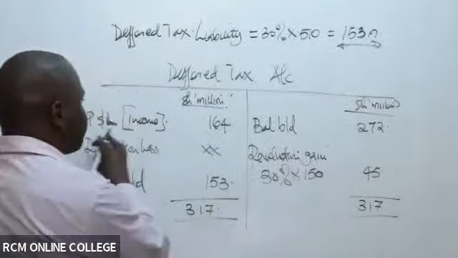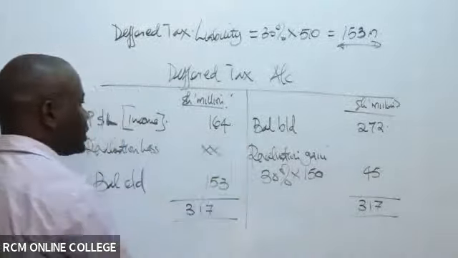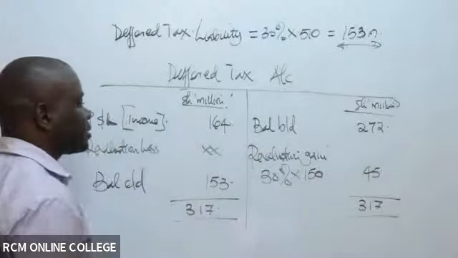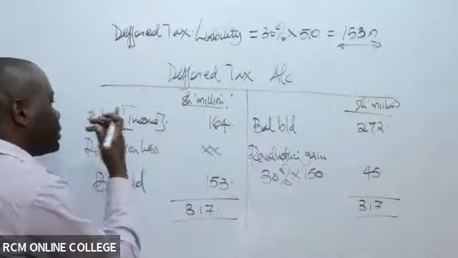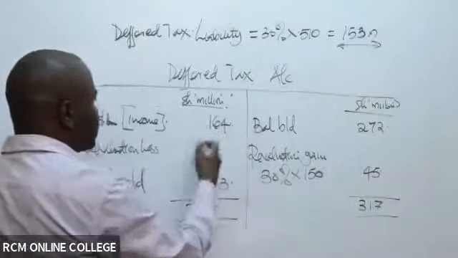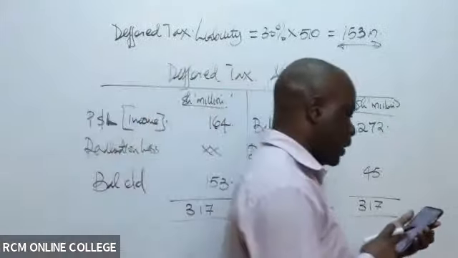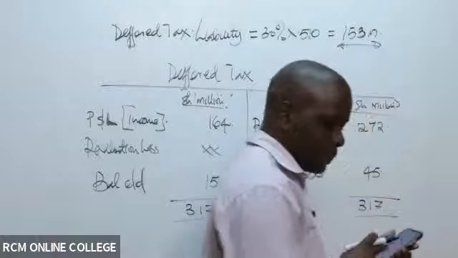So it will actually go to the P&L account, which will be 164. It was a gain, a deferred tax gain. So in this case, it will end up going as an income.